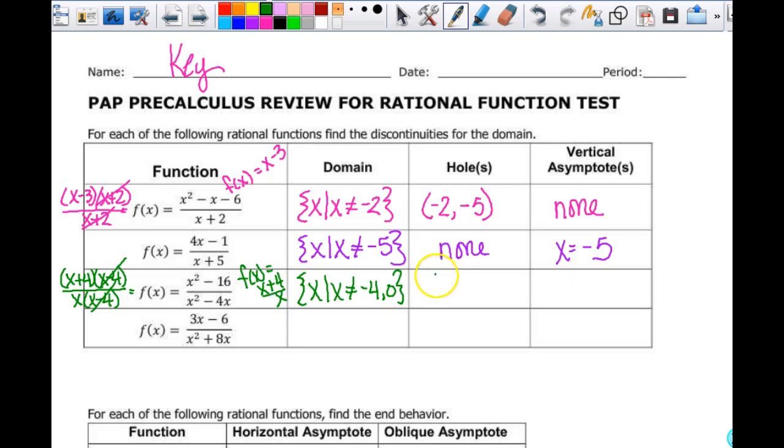So I have a hole with the x value being at 4. Once I substitute 4 in here, 4 plus 4 is 8, divided by 4 would be 2. And then I have a vertical asymptote at x equals 0.